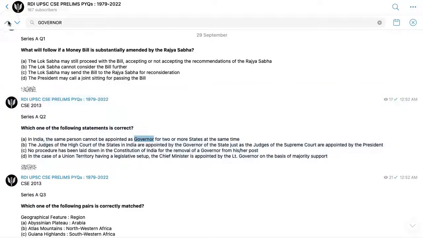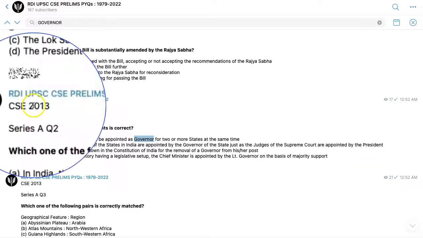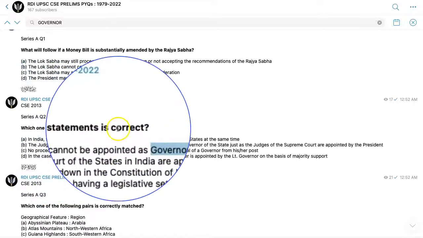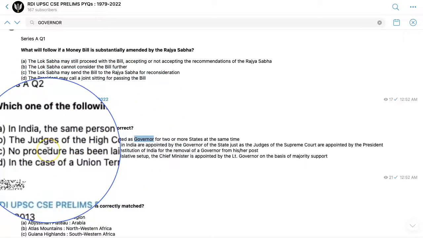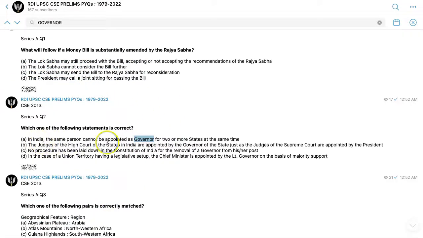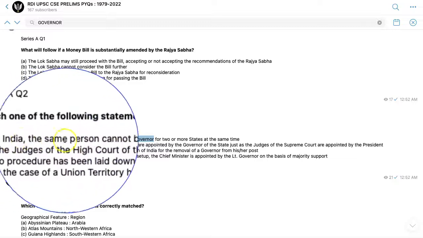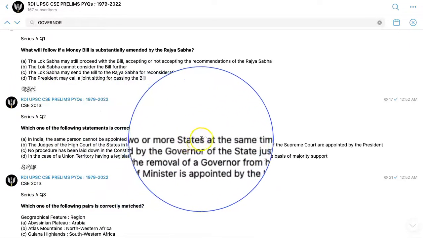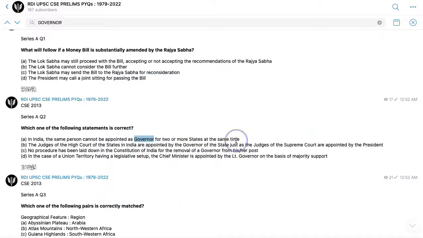Then you have another one statement question. This was asked in 2013. It read, which one of the following statements is correct? A, B, C, D, four statements are given. The first statement carries the term governor. It read, in India, the same person cannot be appointed as governor for two or more states at the same time, right? Again, straight away, direct Lakshmikant stuff.